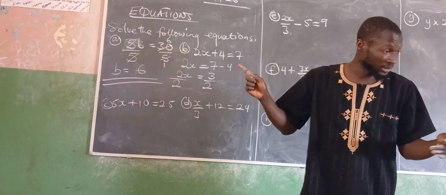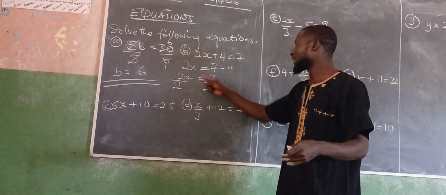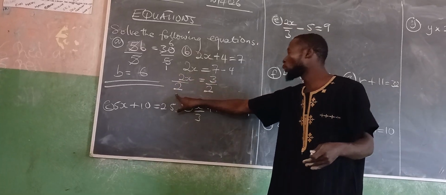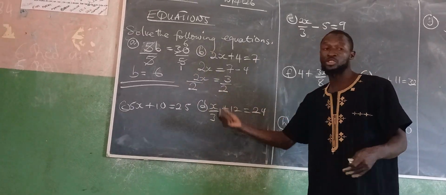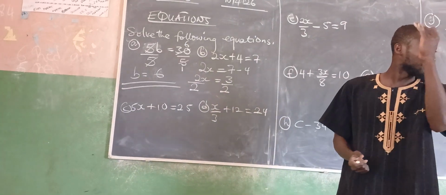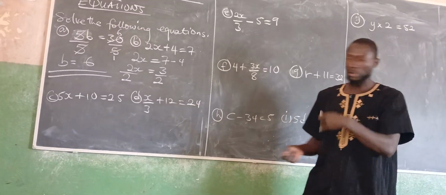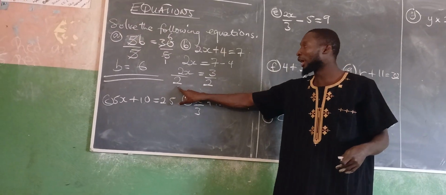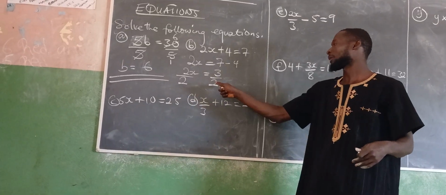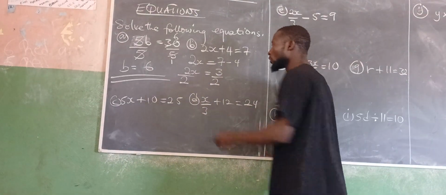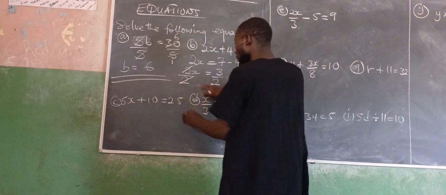We want the x to stand alone. So the number beside x is what? 2. So we divide this side by 2, we also divide this side by 2. Because in an equation, what you do on the left hand side, you have to do the same thing on the right hand side. You hear me? That's why when I divide here by 2, I also have to divide the other side by what? 2, okay? So 2 cancels 2.